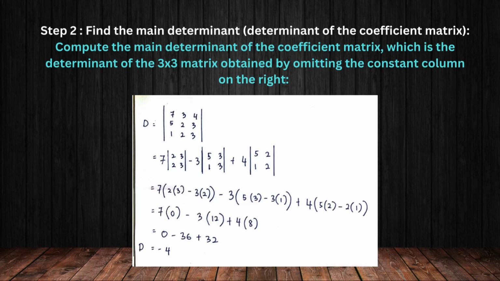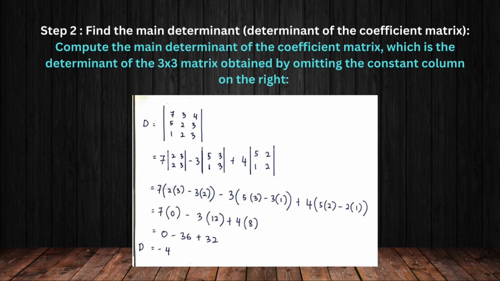Step 2. Find the main determinant of the coefficient matrix. Compute the main determinant of the coefficient matrix, which is the determinant of the 3 times 3 matrix obtained by omitting the constant column on the right. D equals 7, 3, 4, 5, 2, 3, 1, 2 and 3.